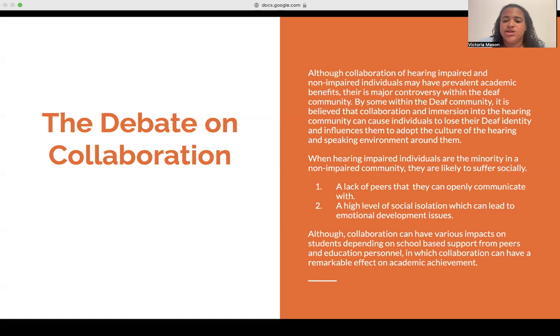Although collaboration can have various impacts on students depending on school-based support from peers and educational personnel, collaboration can have a remarkable effect on academic achievement. So overall, for some students, full integration is the most beneficial method, although for others, a separate setting is best due to the accessibility to inclusive education programs.